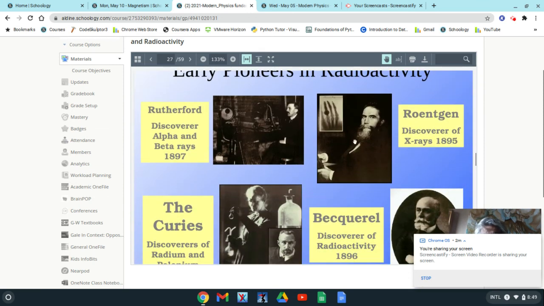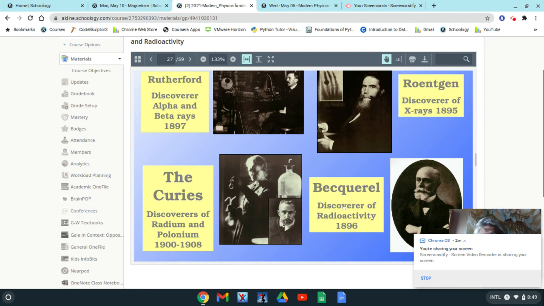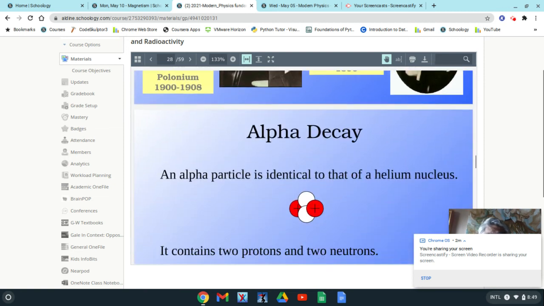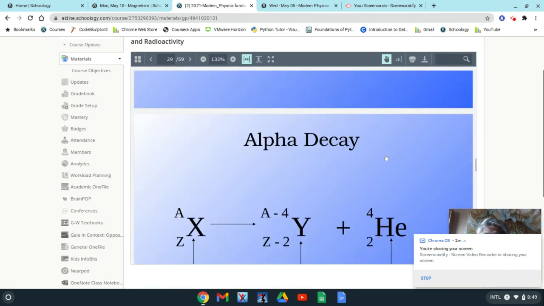These are the early pioneers of radioactivity, important names to know. The Curies, especially Marie Curie here, one of the few women who were really famous in science back then. Here's an alpha particle, again 2 protons, 2 neutrons. It's just like a helium nucleus.